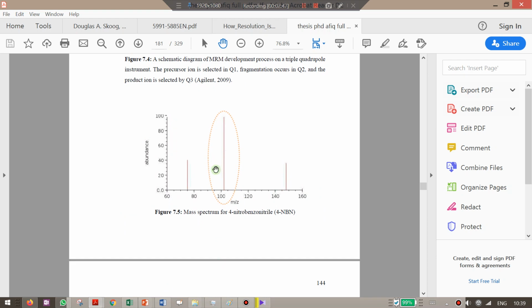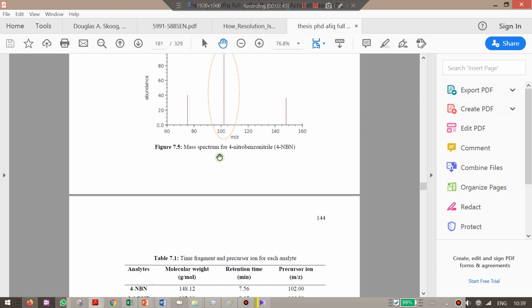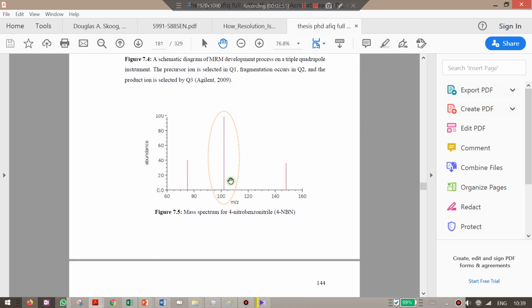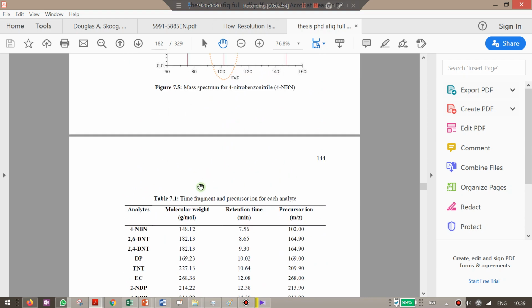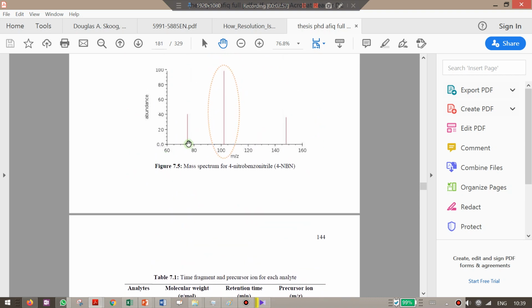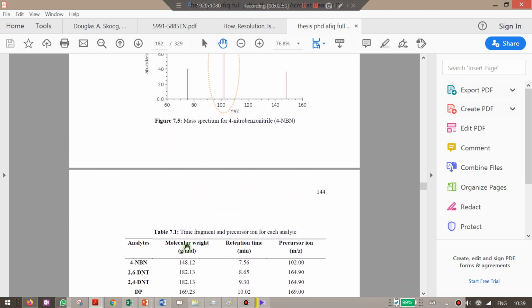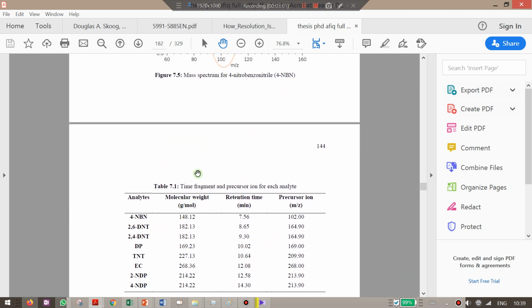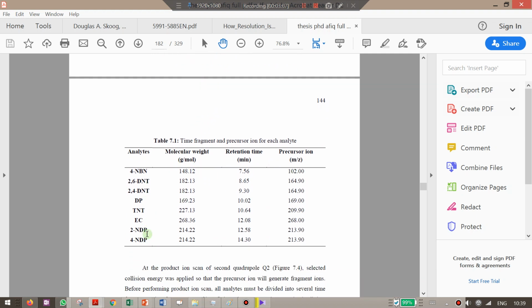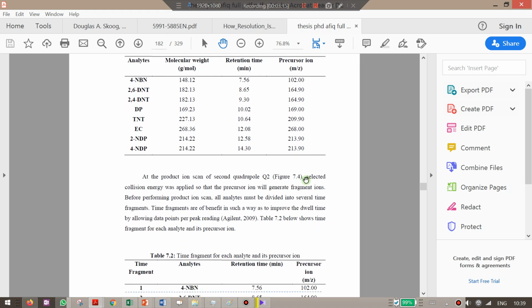Okay, this is the mass spectrum for 4-nitrobenzylnitrile. Here is what I have chosen as the parent ion, the precursor ion. For example, for 4-nitrobenzylnitrile I choose 110. The molecular weight precursor I choose at 102. Because I have a lot of compounds over here, for the other compounds I have also chosen their selected precursor ions.